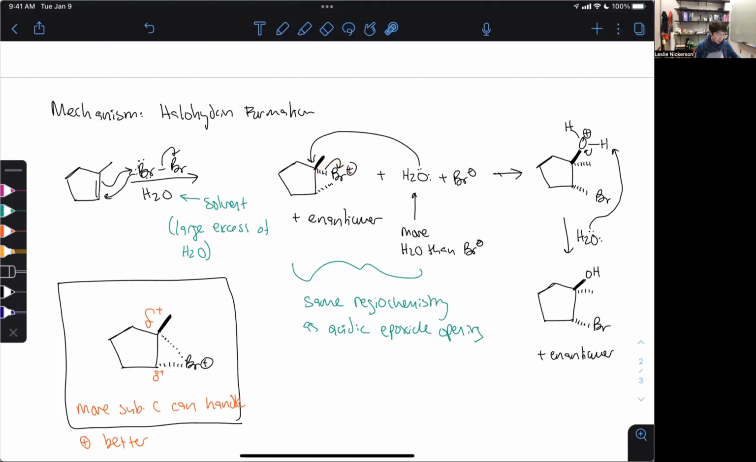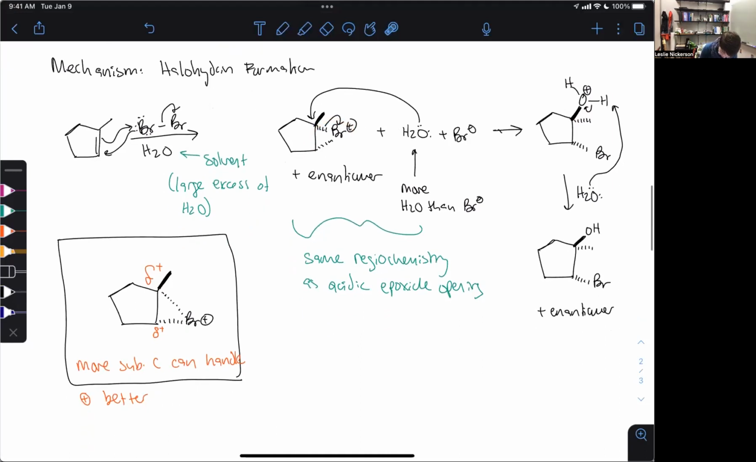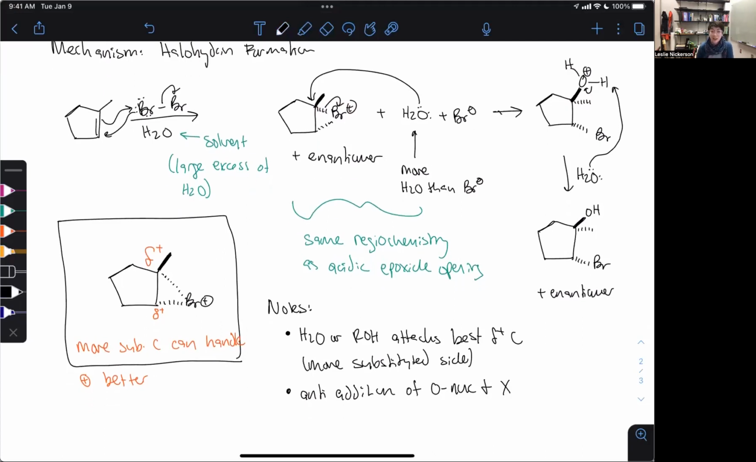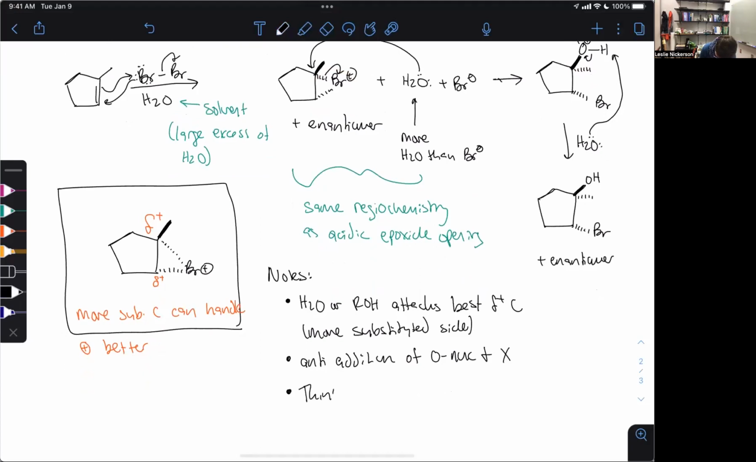Okay, so the things to keep in mind here: our water or alcohol attacks the best delta plus, which is the more substituted side. We're still getting anti-addition of the oxygen nucleophile and whatever X group we have. And we want to think about epoxides here, epoxides in acid specifically.